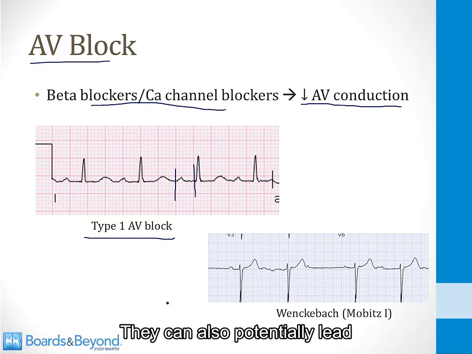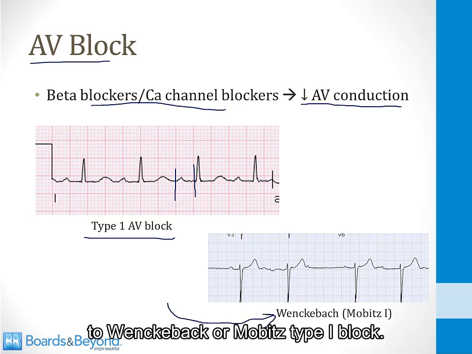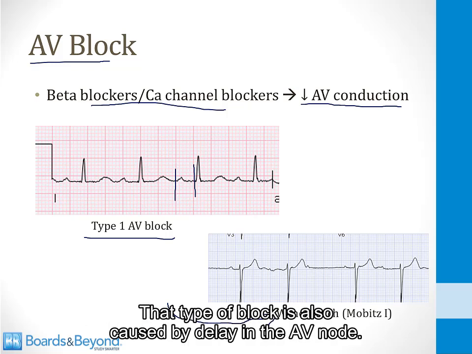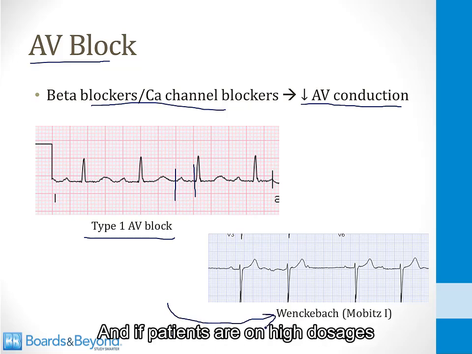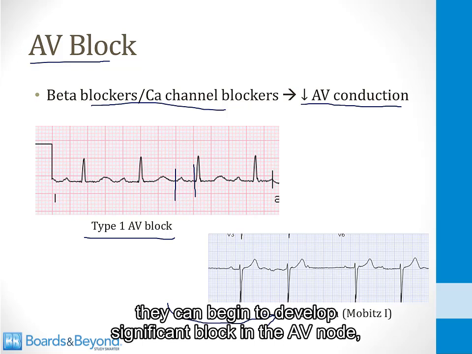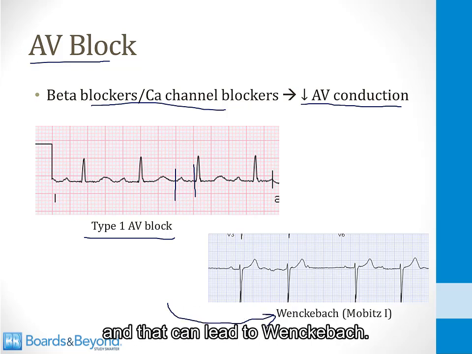They can also potentially lead to Wenckebach or Mobitz type 1 block. That type of block is also caused by delay in the AV node, and if patients are on high dosages or overdosages of beta blockers or calcium channel blockers, they can begin to develop significant block in the AV node, and that can lead to Wenckebach.